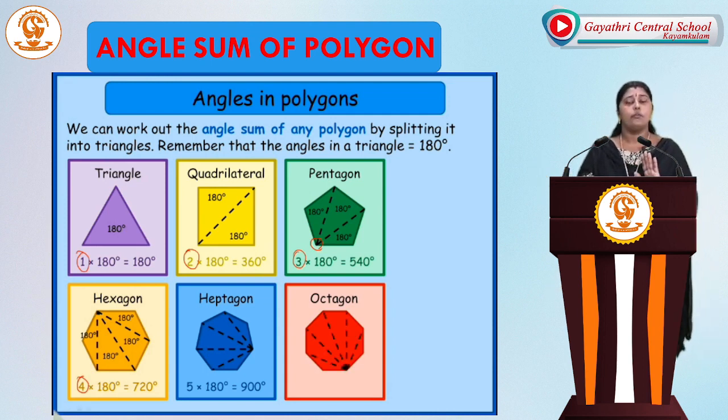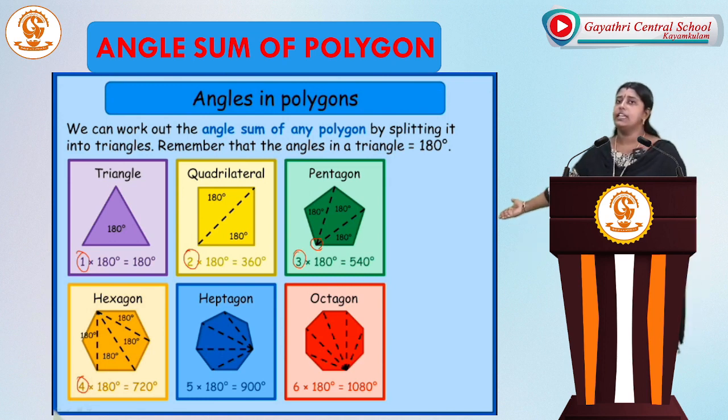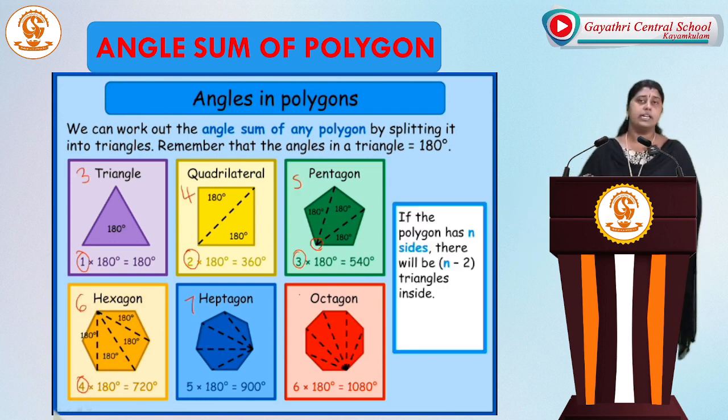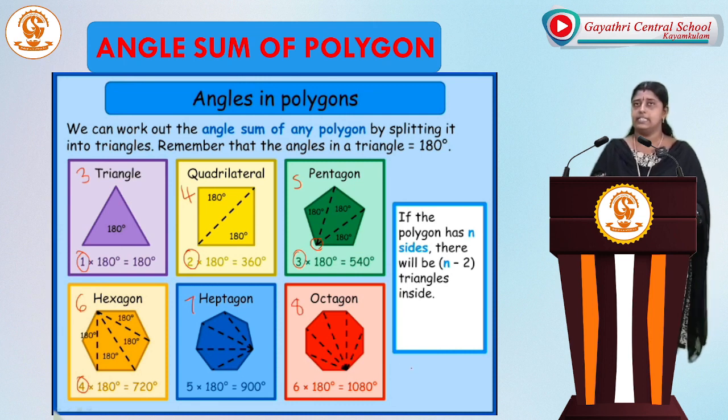In the case of an octagon, there are 8 sides. So 8 minus 2 triangles are formed there, so 6 triangles. That is 6 into 180. What is 6 into 180? It is 1080. So the sum of interior angles of an octagon is 1080.